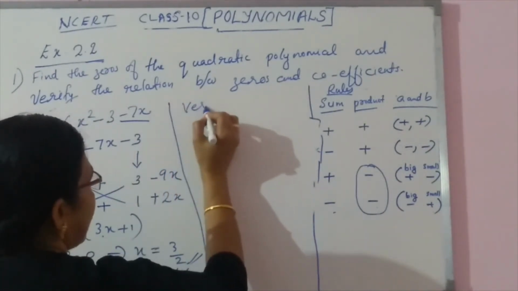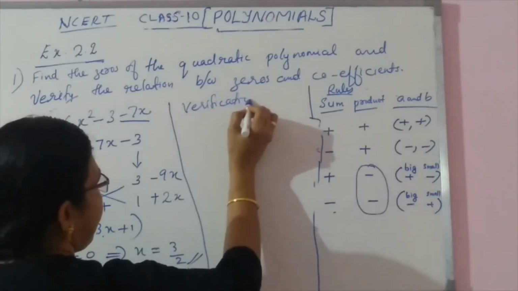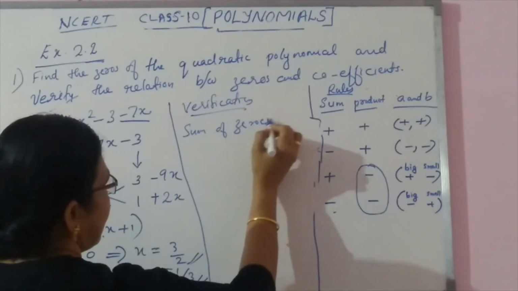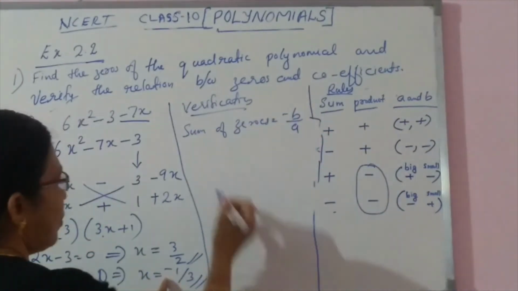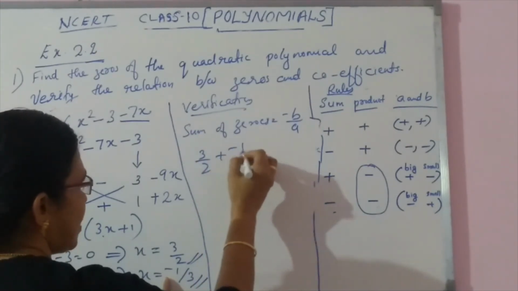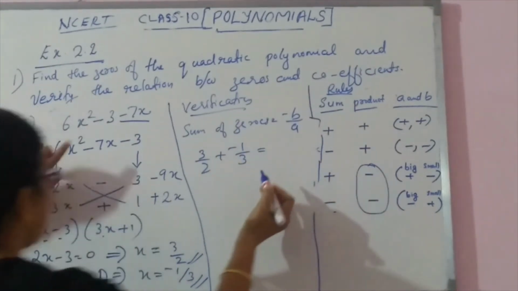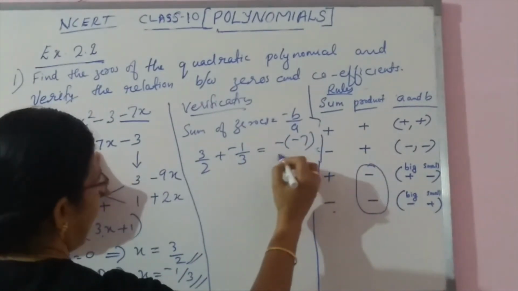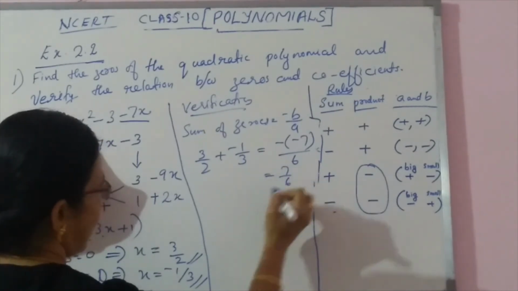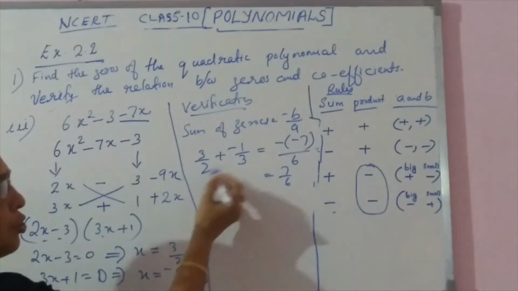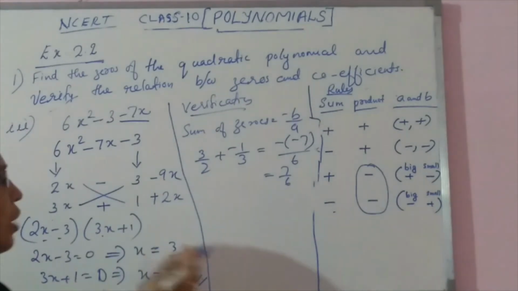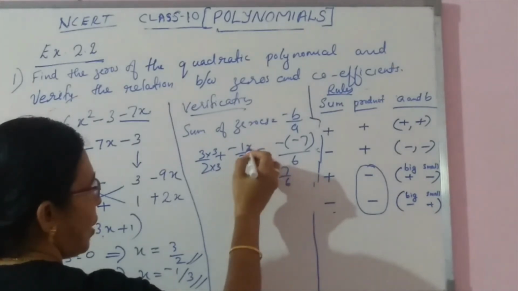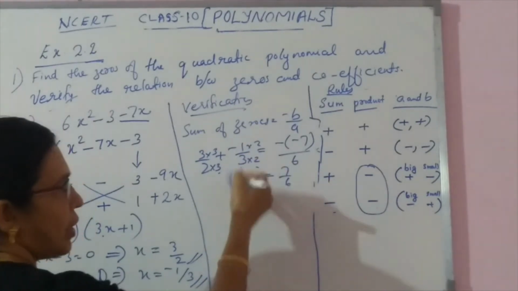Verification, you have to write the heading verification. Sum of zeros is equal to minus b by a. We have to take both the zeros. 3 by 2 plus minus 1 by 3 is equal to minus b, here minus of b value is minus of minus 7, divided by a value 6, that is 7 by 6 on the right side. On the left side you see 2 and 3, two different denominators, so you have to make the denominator same. Multiply here by 3 and here by 2, so that 2 into 3 is 6, 3 into 2 is 6, and you get the same denominator.